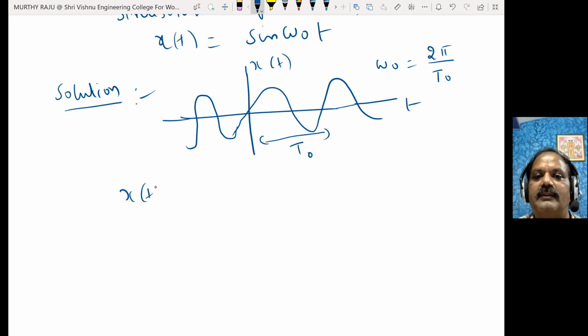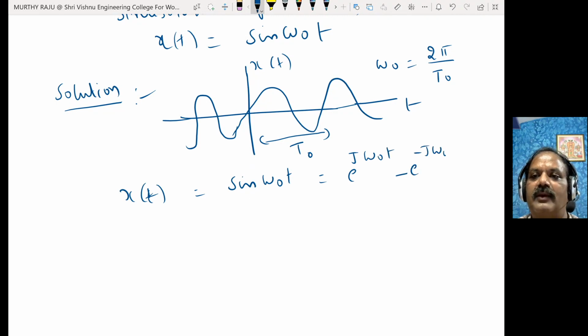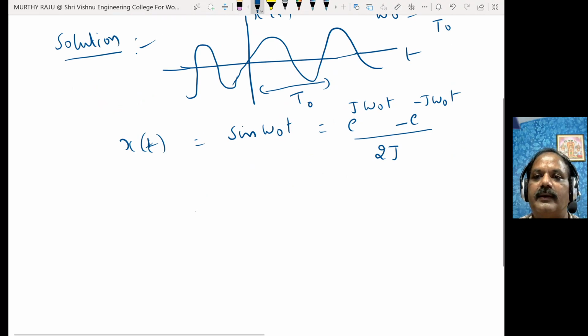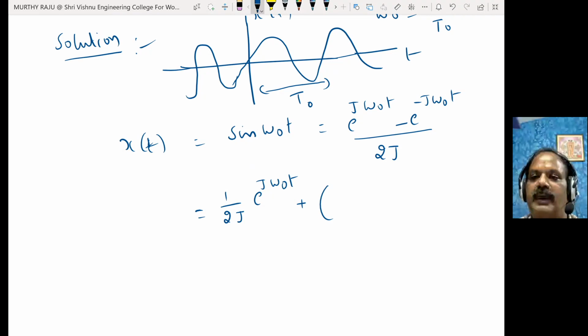x of t is equal to sin omega naught t, represented in exponential form as e power j omega naught t minus e power minus j omega naught t, divided by 2j. Here it is 1 by 2j e power j omega naught t plus minus 1 by 2j e power minus j omega naught t.